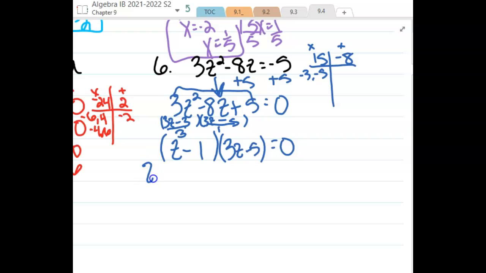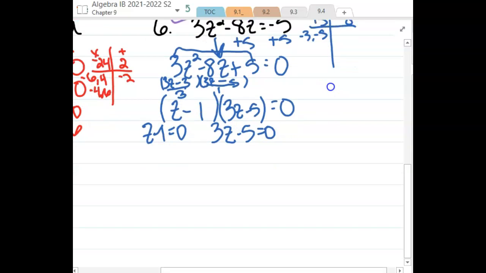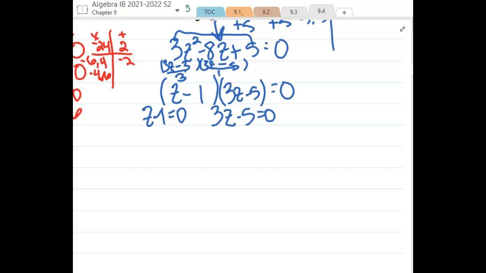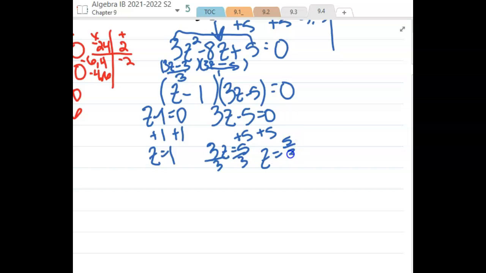Okay, now the last step, something times something equals 0. That means either z minus 1 would be 0, or 3z minus 5 would be 0. So if I add 1, we get z equals 1. This is going to be a 2-step equation. Add 5, we would get 3z equals 5.